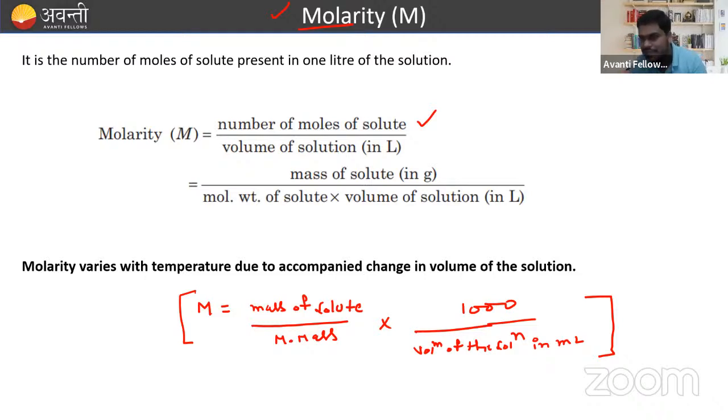I hope this is clear to you. Yes beta, is it clear to everyone here? Does anyone have any kind of doubt? Please ask. Is it clear to everyone? What is molarity?